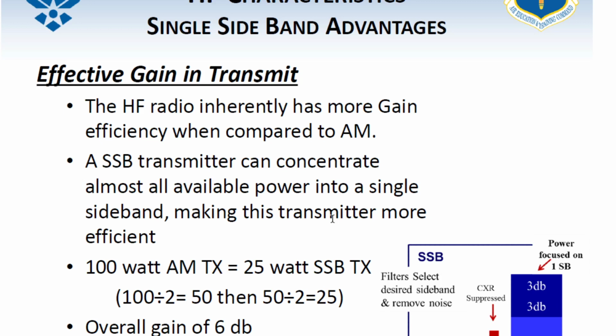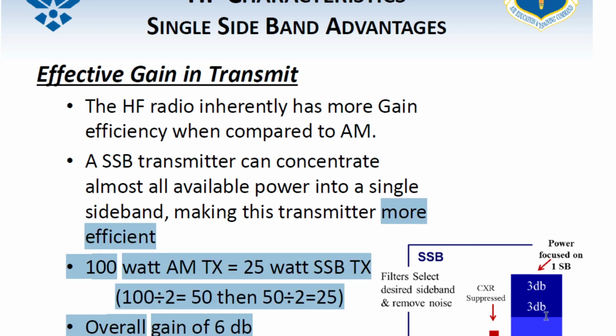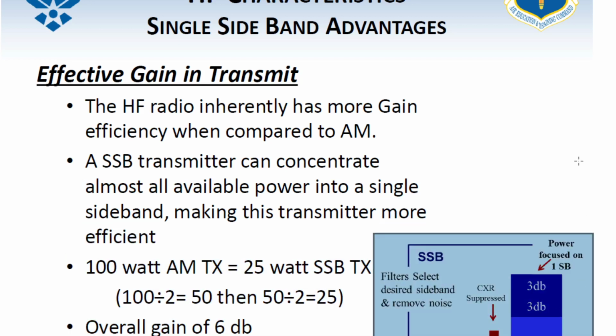Yeah, I was gonna ask that. I don't know why they didn't do it that way. I guess because 100 divided by 2 because of the 2 sidebands. So in the right picture, you can see that the carrier has been suppressed and you have a total of 6 dB gain in transmit.